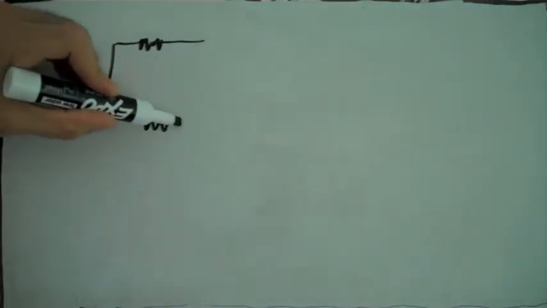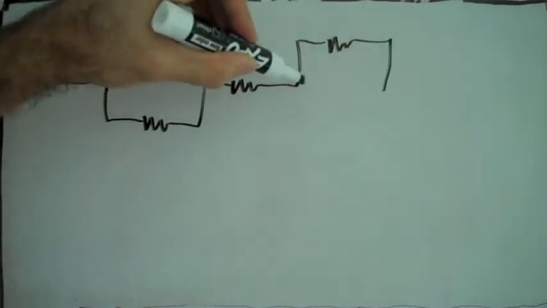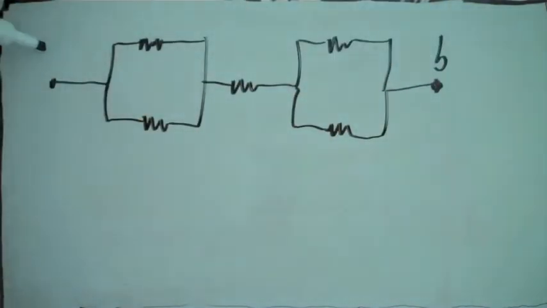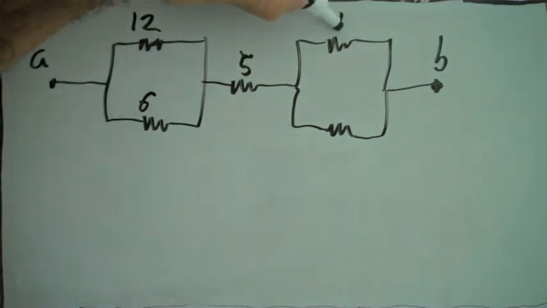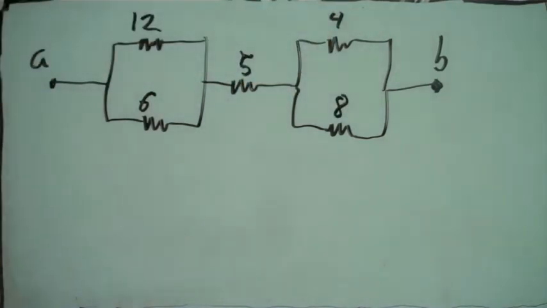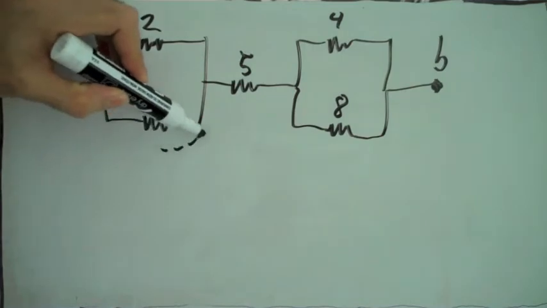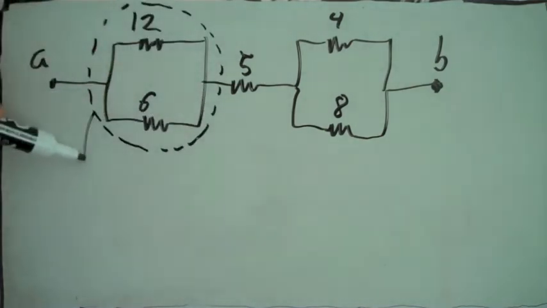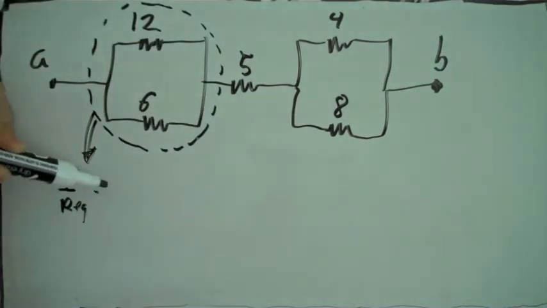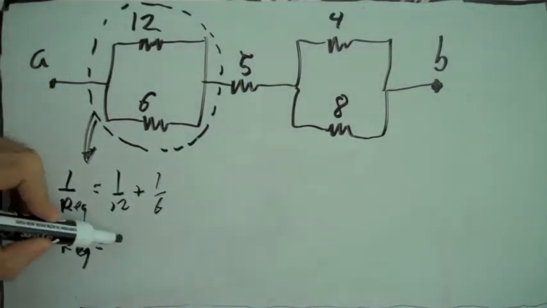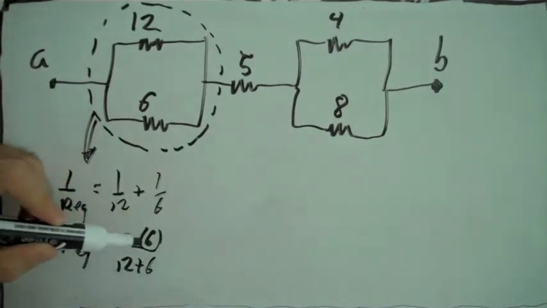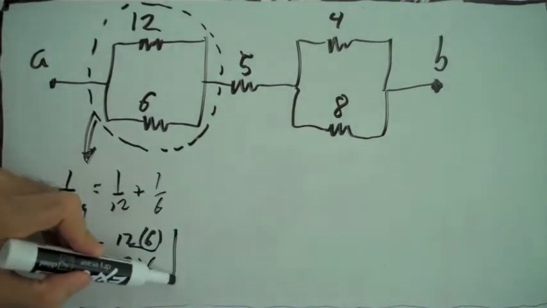Here we are given several resistors arranged in this way, and we have to find the equivalent resistance between points A and B. So the values of these resistors are given by these numbers. And here, if you notice, these two resistors are in parallel, so the equivalent resistance of those two resistors is given by this. So the equivalent resistance is just 12 times 6 divided by 12 plus 6.